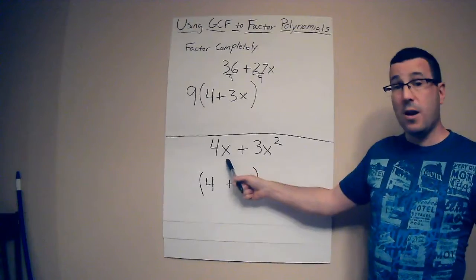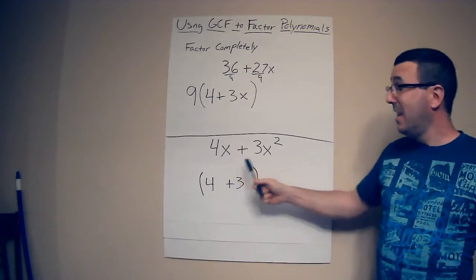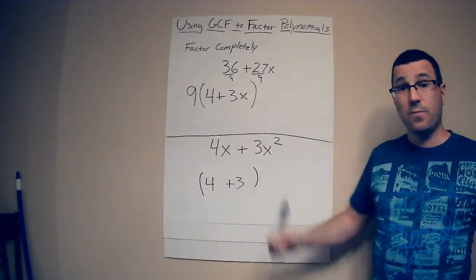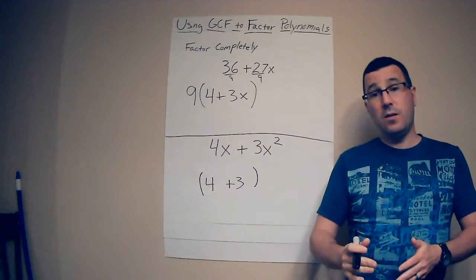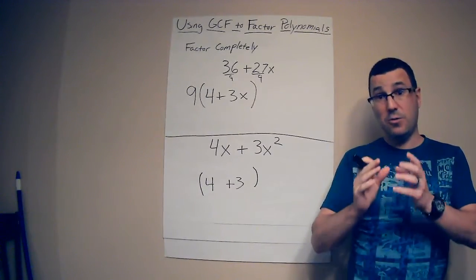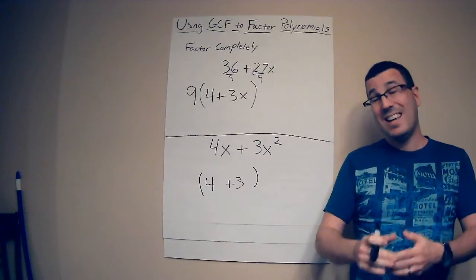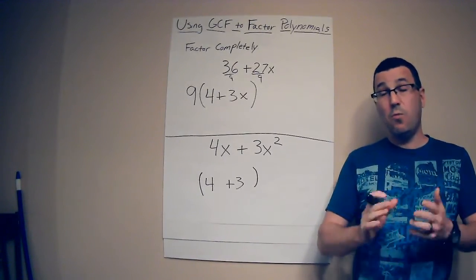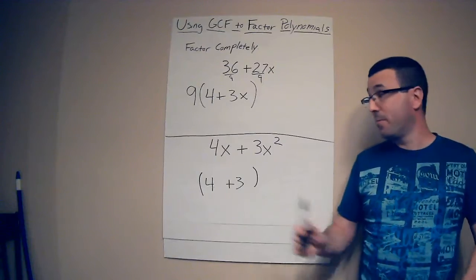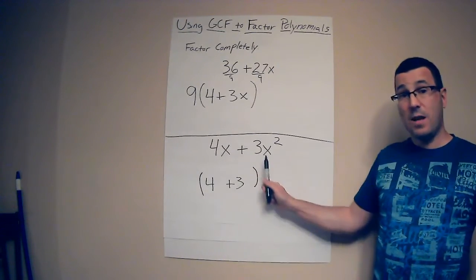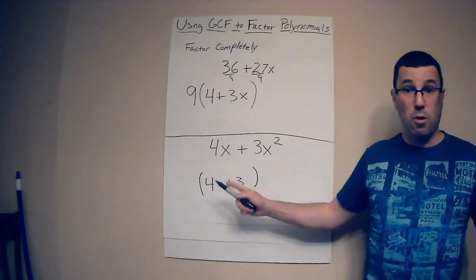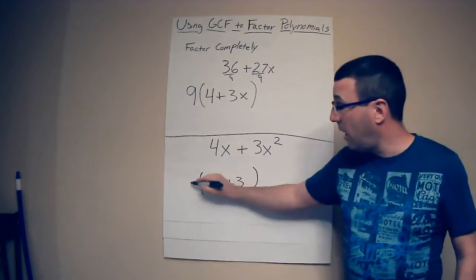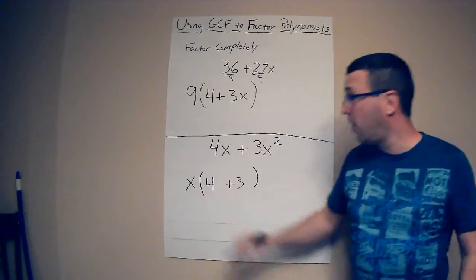Then I'll look at the variables. So I have an x and I have an x squared. When I have the variables, I'm going to make sure it's the same variable, x, and then I'm going to look at their exponents and say, well, which one has the smaller exponent? We have the x, we have the x squared. Remember, x has a 1. 1 is smaller than 2. So I'm going to put the x on the outside.